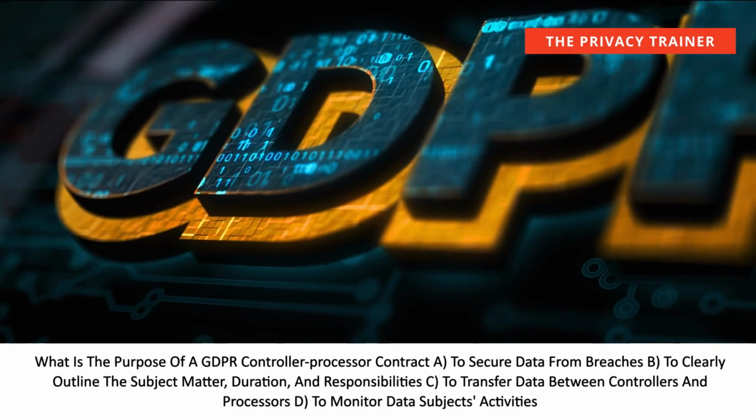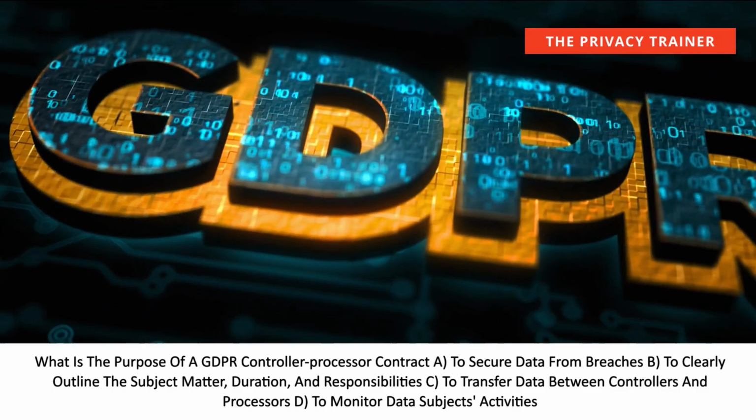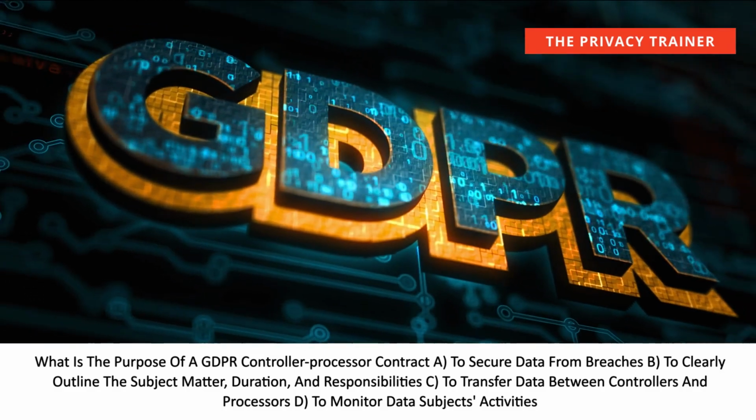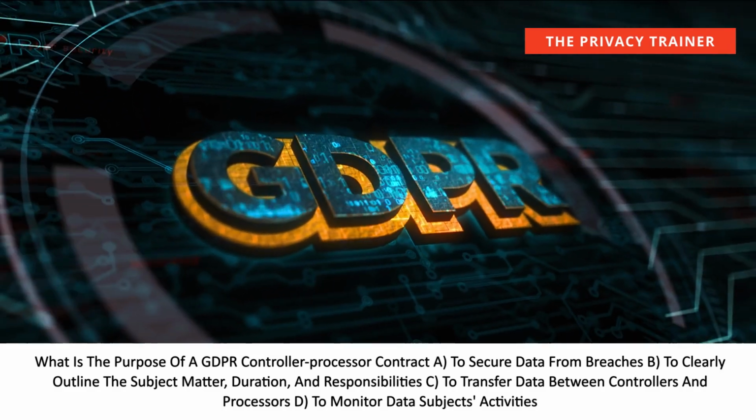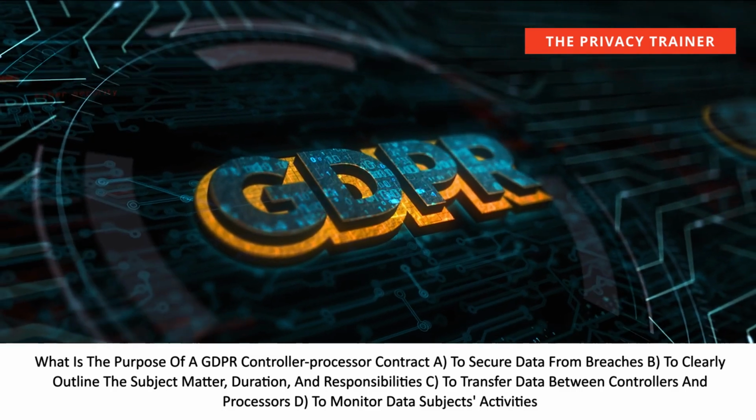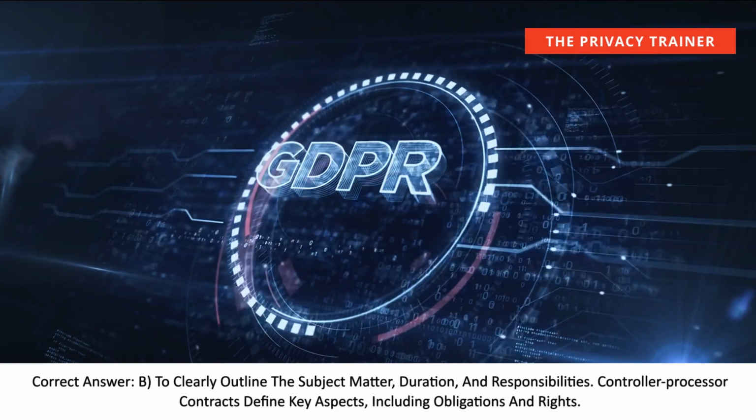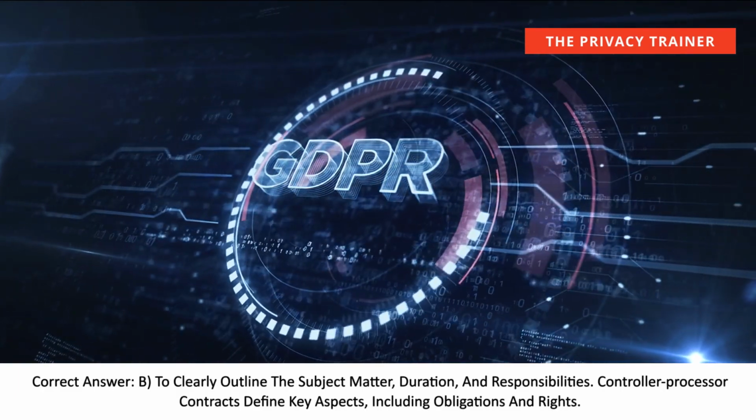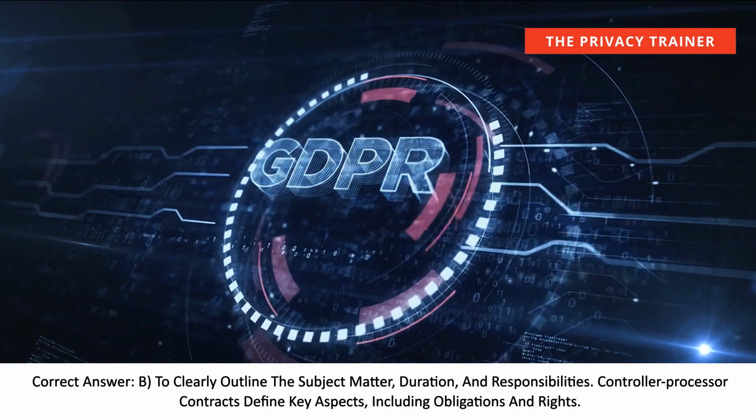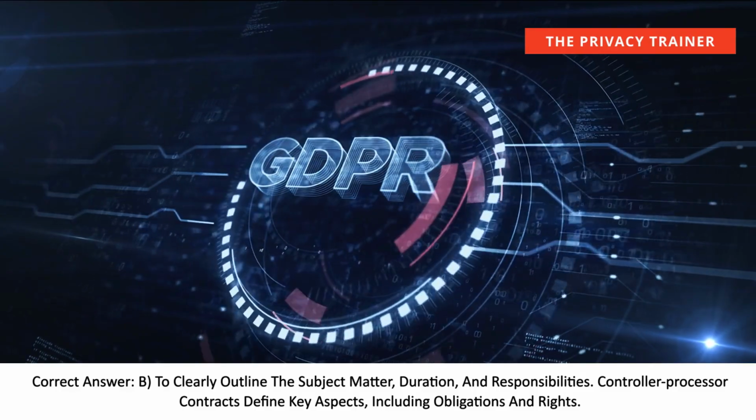What is the purpose of a GDPR controller-processor contract? A. To secure data from breaches. B. To clearly outline the subject matter, duration, and responsibilities. C. To transfer data between controllers and processors. D. To monitor data subjects' activities. Correct answer: B. To clearly outline the subject matter, duration, and responsibilities. Controller-processor contracts define key aspects, including obligations and rights.